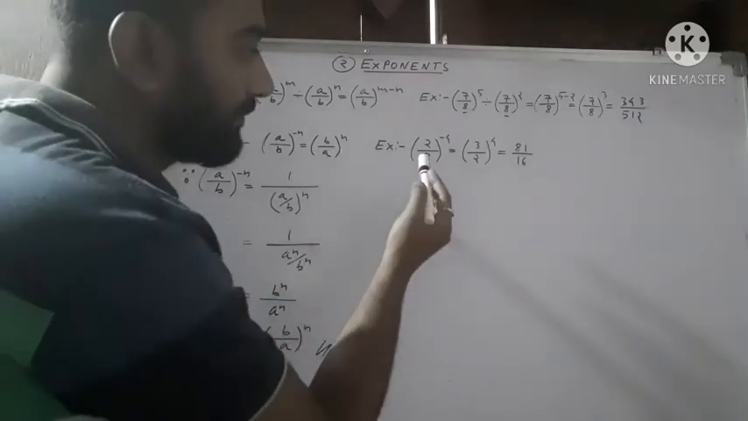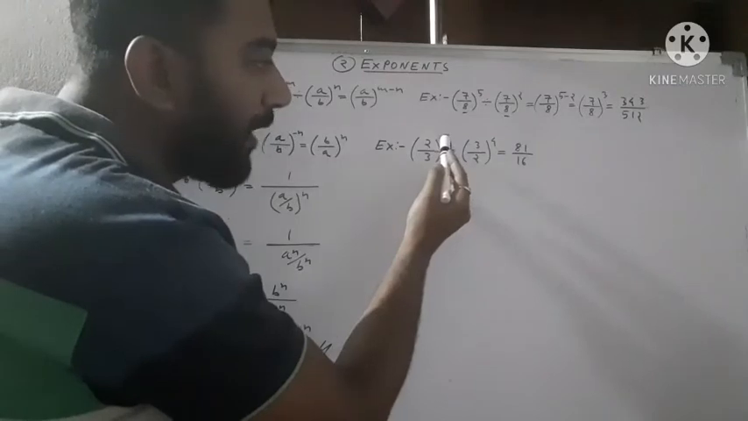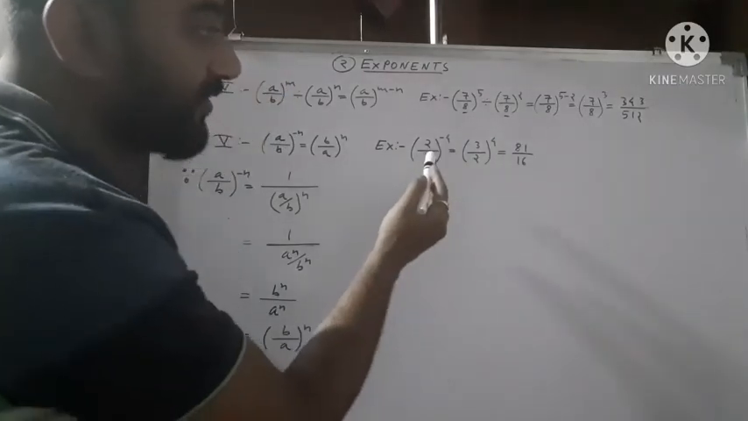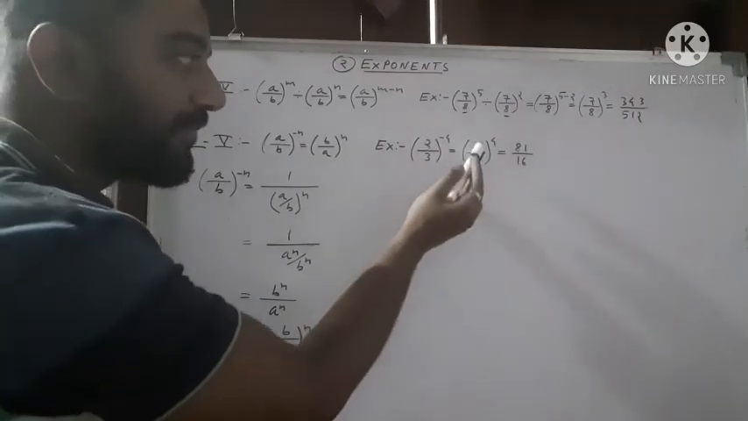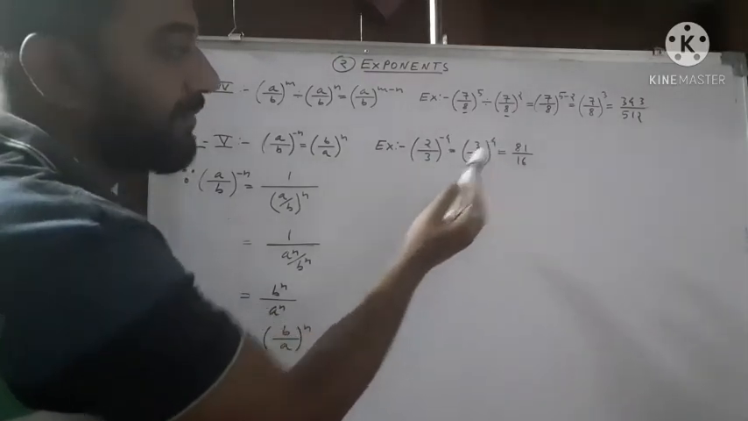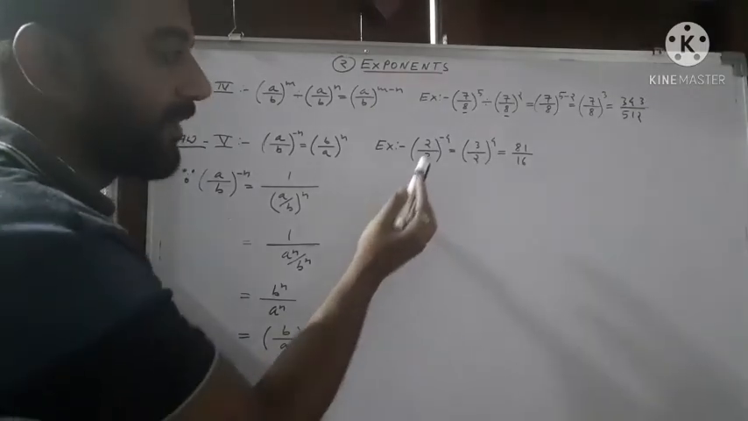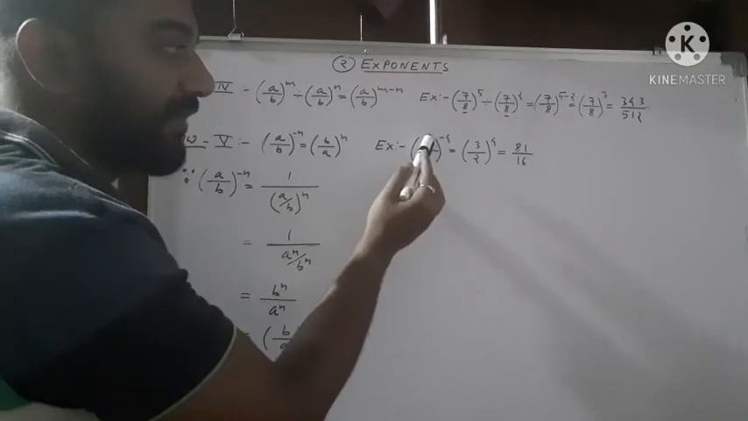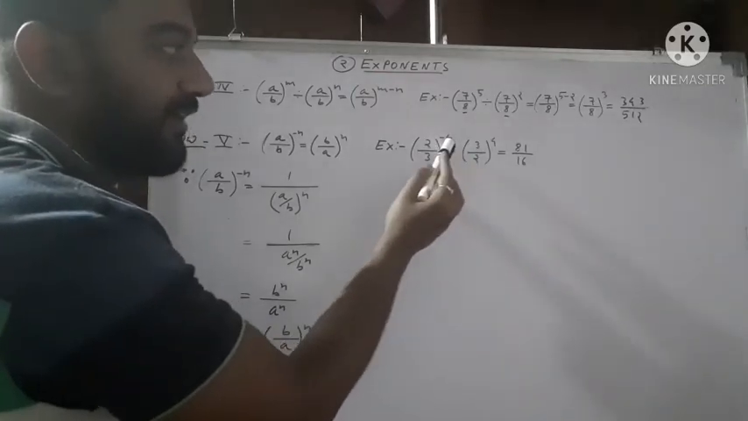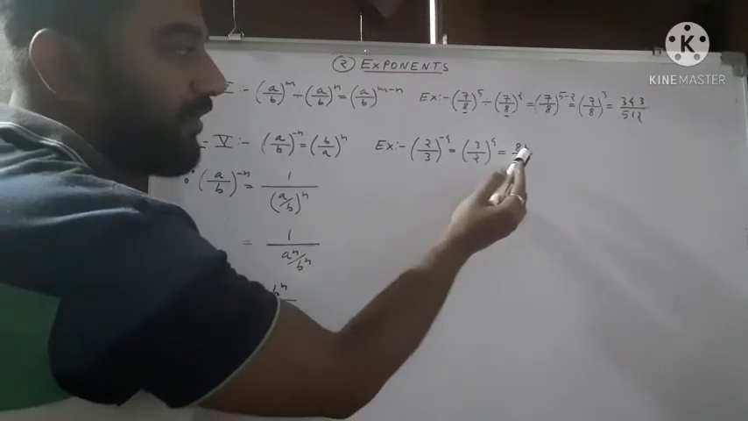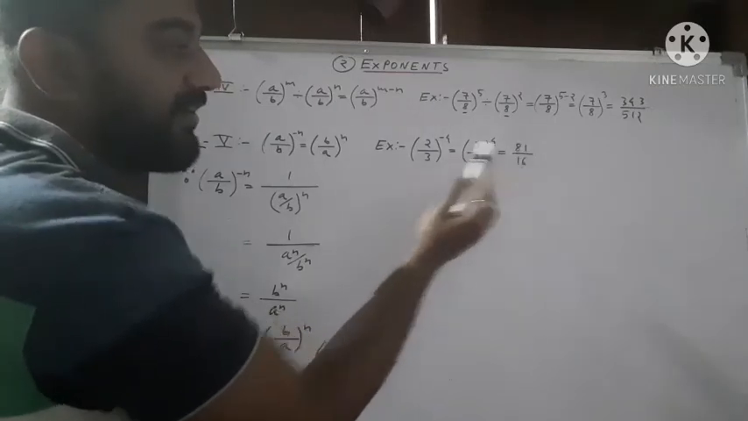Example: (2/3) to the power minus 4. In this case, when 3 goes up and 2 comes down, this minus 4 becomes plus 4, as you can see, it becomes positive. So when the denominator goes up and the numerator comes down, the negative power becomes positive power. Therefore 3 to the power 4 is 81, and 2 to the power 4 is 16.